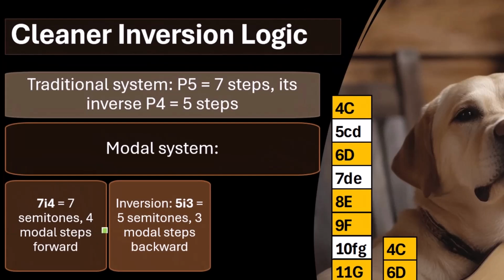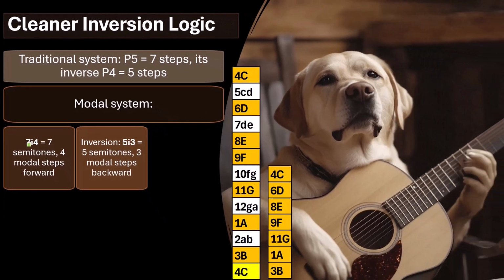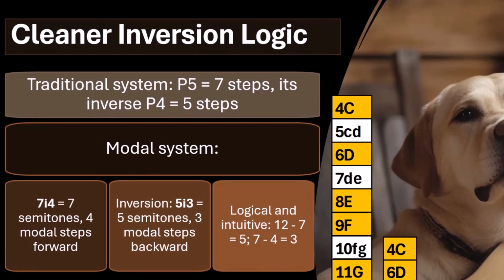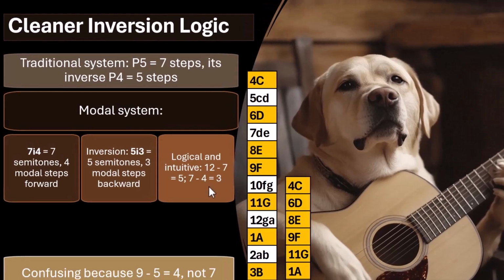So the inversion makes perfect sense, because I can just say that's like going around the block that has 12 locations, and 12 minus 7 would be 5. So the inversion would be 5 from the Ionian. And the fourth would be 7 locations around the block, so 7 minus 4 would be 3. So a 5i3: 5 semitones, 3 modal steps backward. The logic and intuition are right here: 12 minus 7, and then 7 minus 4.